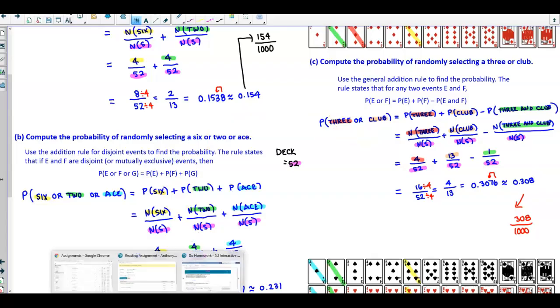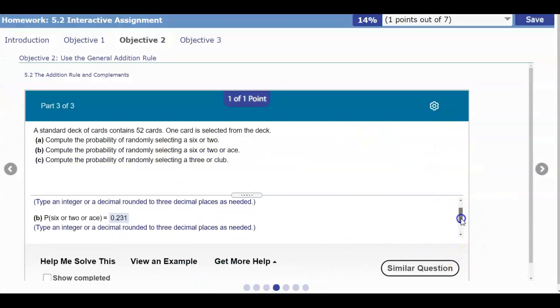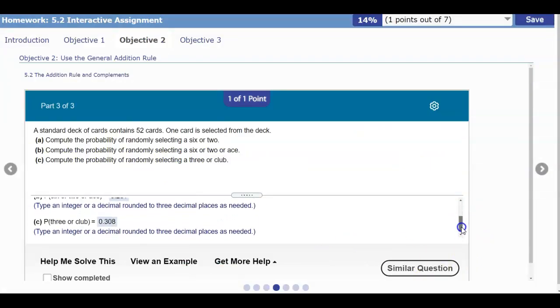And so therefore, putting our answer into my Math Stat Lab, we get 0.308 for our probability.